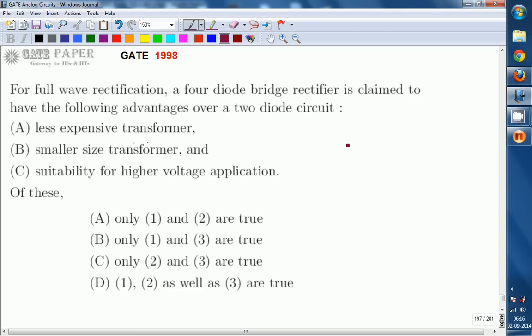Hello, we are discussing the GATE 1998 ECE paper, and this question is related to analog circuits. For full wave rectification, a 4-diode bridge rectifier is claimed to have the following advantages over a 2-diode circuit. A. Less expensive transformer, small size transformer, and suitability for high voltage applications. Out of these, which are going to be the advantages of the 4-diode full wave rectifier compared to the 2-diode full wave rectifier?